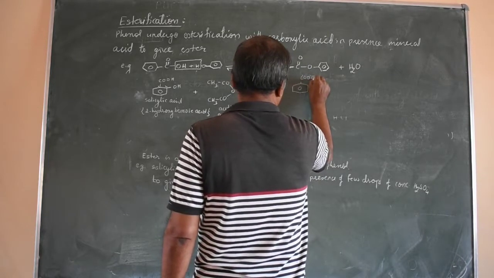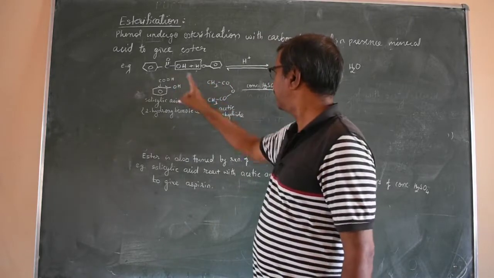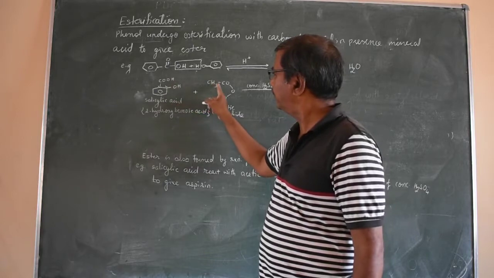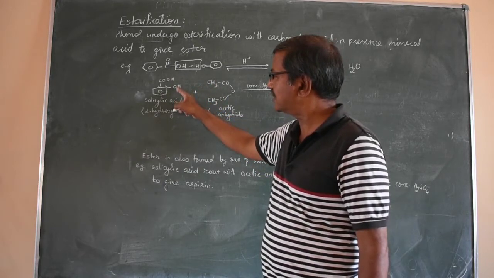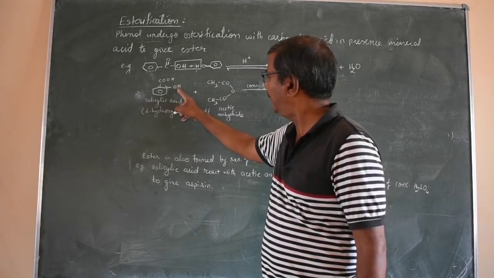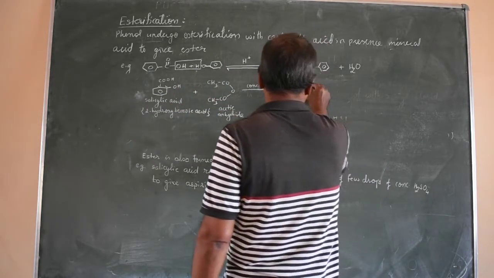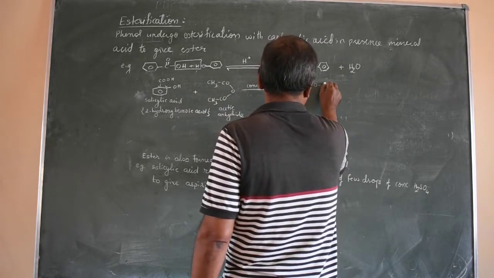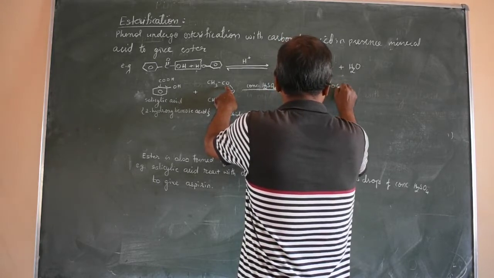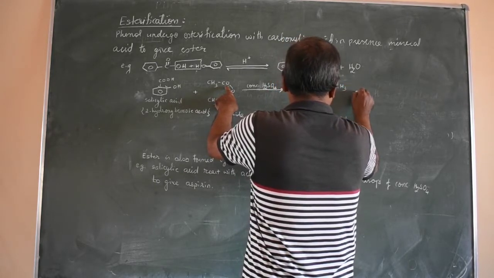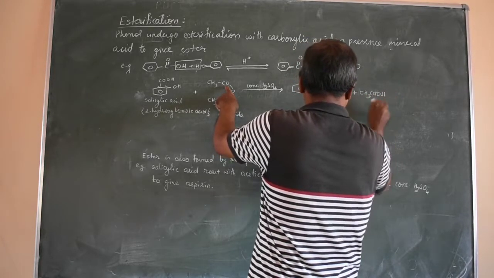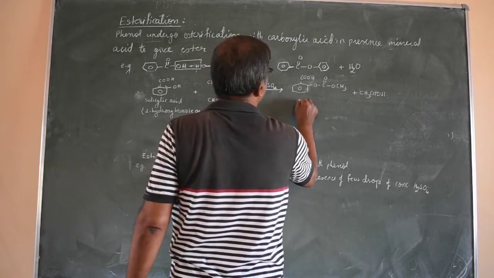COOH. Remember, the COOH group is not affected by acetic anhydride. Only the OH group interacts. Remember, it involves cleavage of the O-H bond. That means the hydrogen is replaced by some other group. So it's O-C double bond O, then CH3, and one more is COOH. So this is aspirin.